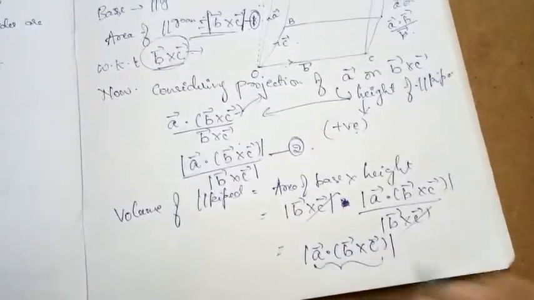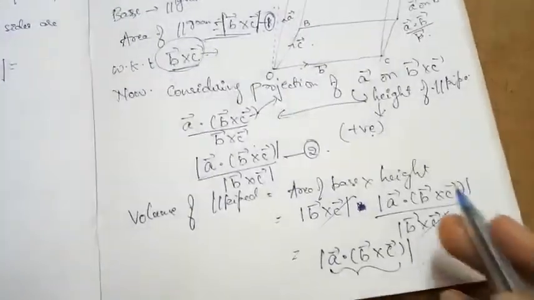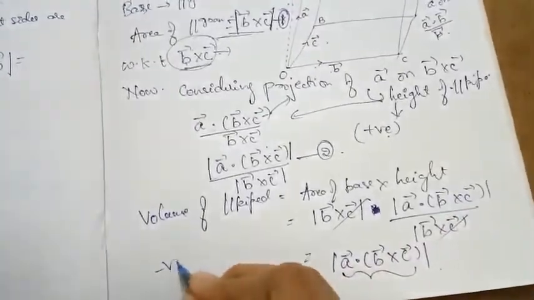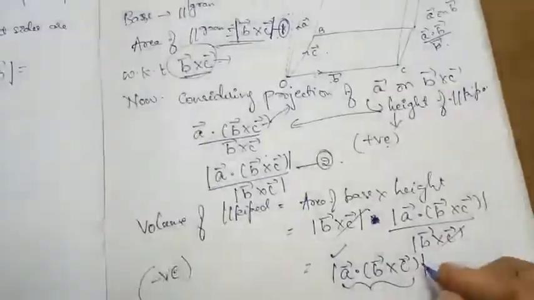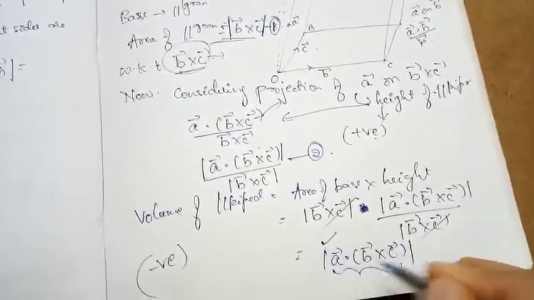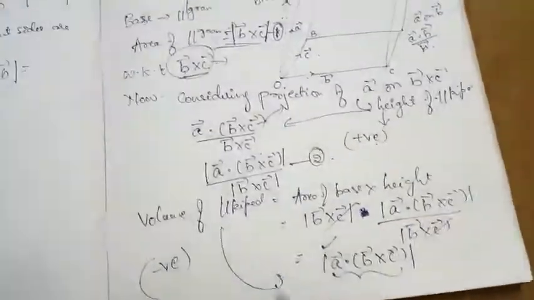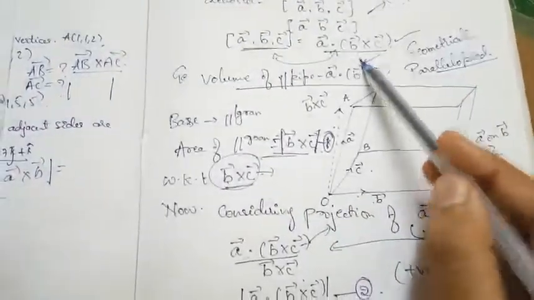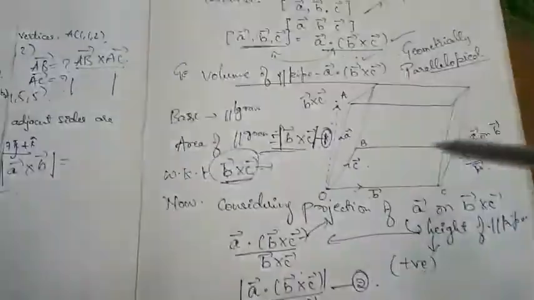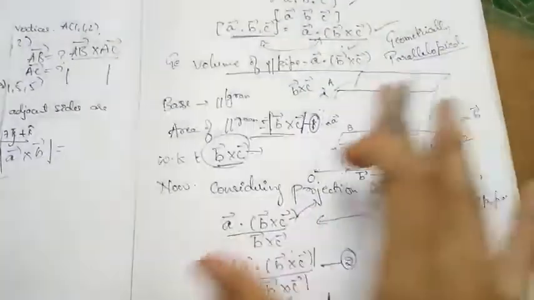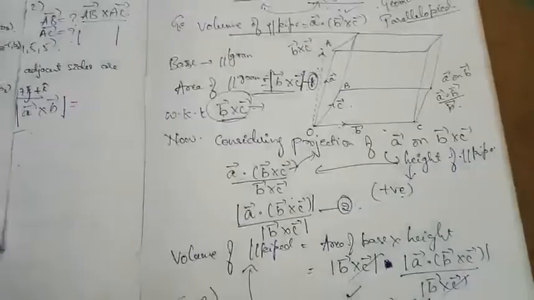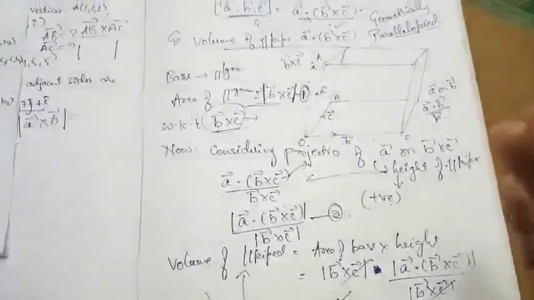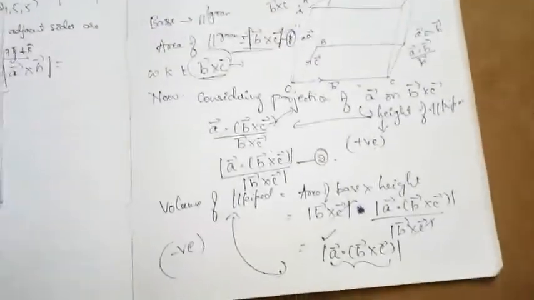Volume cannot be a negative value, so we are considering the modulus of the given scalar triple product, that is vector A dot B cross C. So what is the geometrical significance? Vector A dot B cross C represents the volume of a parallelopipe. So it gives the volume of a parallelopipe. This is the general or geometrical significance of the scalar triple product.